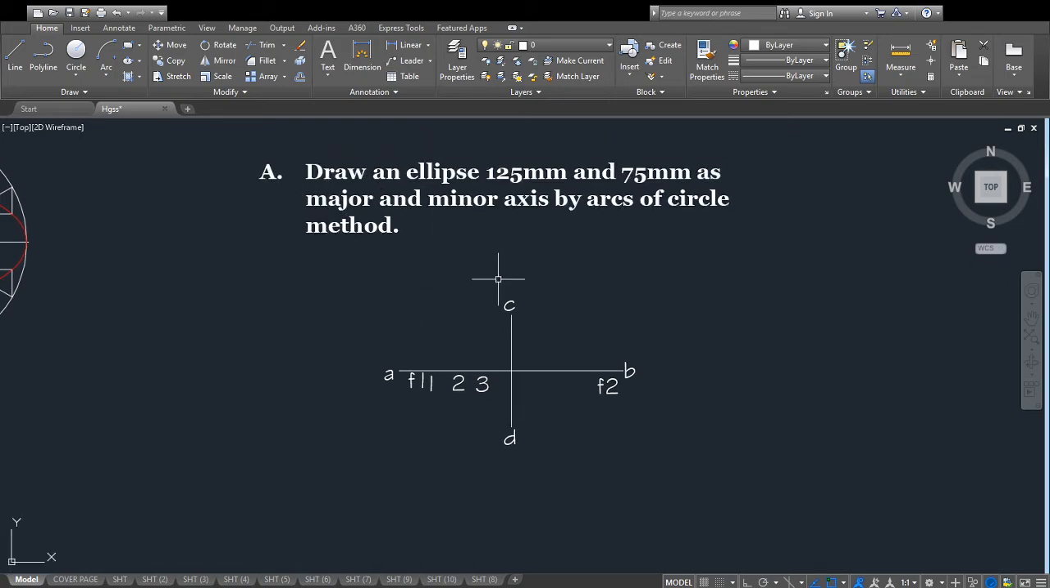Today we'll be looking at another method, and we'll have this question here. We'll be looking at the arc of circle method, where we use arcs and circles. We have our question here: draw an ellipse 125 mm and 75 mm as major and minor axis by arc of circle method.